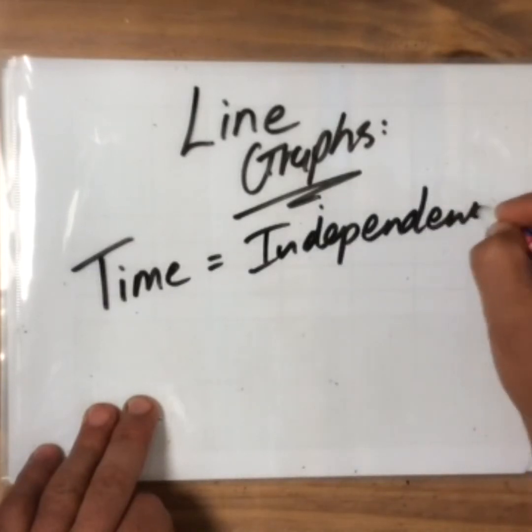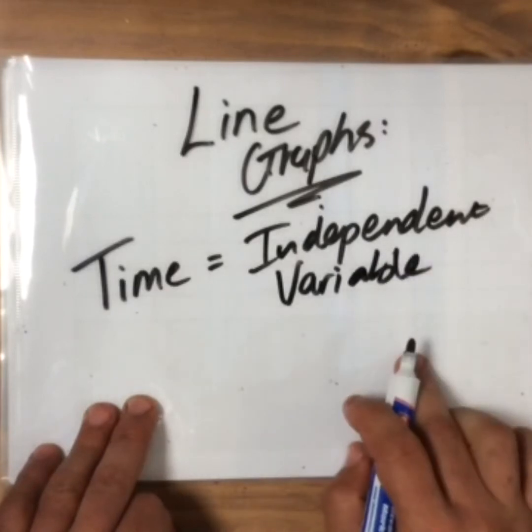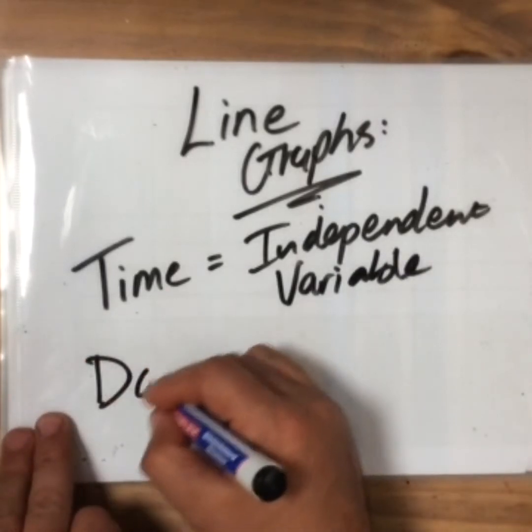Alright, so let's look at time. So we spoke about time before being an independent variable. An independent variable is not depending on anything. Time moves forward. It will not stop.